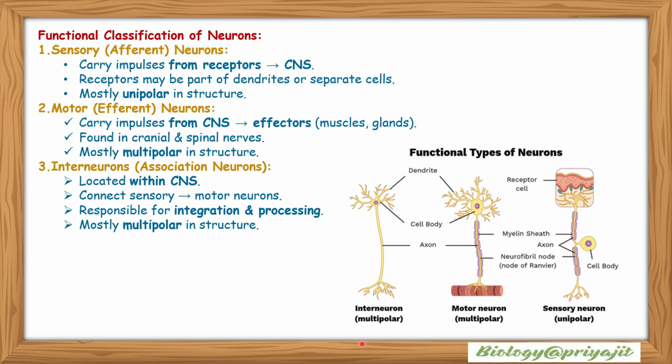These are the interneurons or association neurons. They are located within the CNS. They connect sensory and motor neurons. They are responsible for integration and processing. They are mostly multipolar in structure.